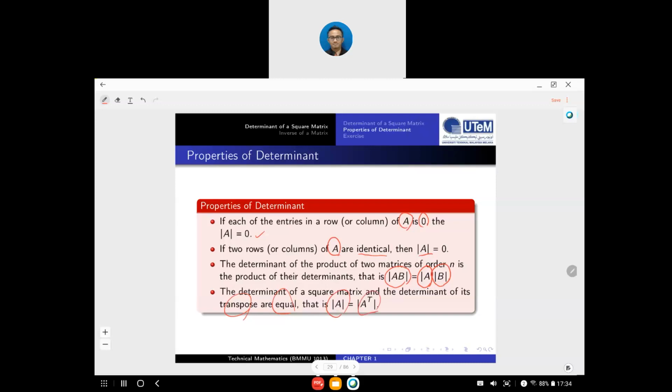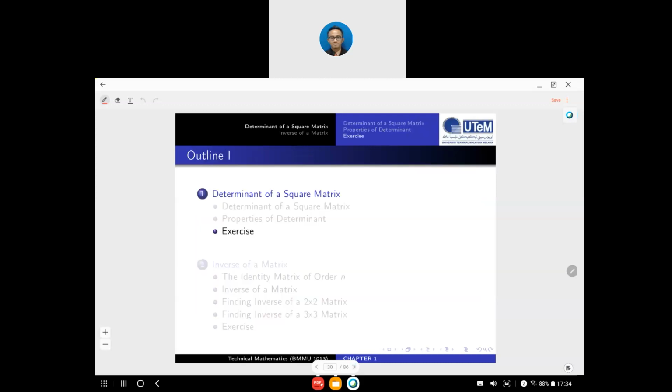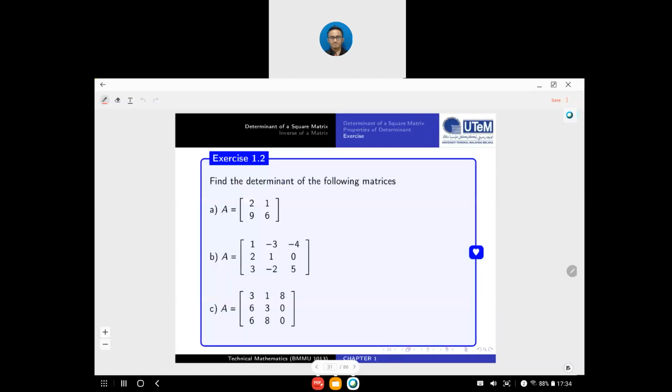Okay, this one is only the definition. You need to understand the concept. Now look at the exercise. Look at exercise 1.2. Find the determinant of the following matrices.